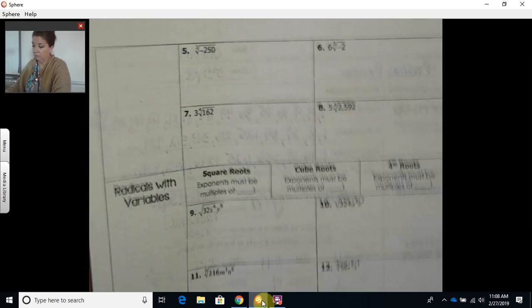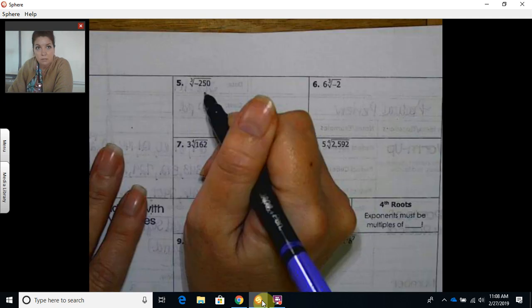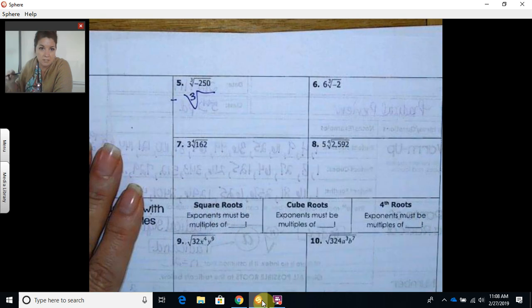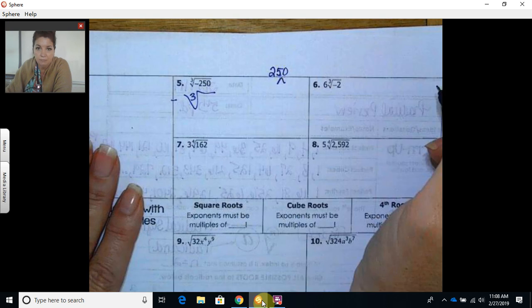Alright, can I take the cubed root of a negative number? Cubed root? Yes. So I know I'm going to have a negative on the outside. So when I do my factor tree, I don't mess with the negative, because I know I'm going to take the cubed root if it's going to be negative. So 250 is not a perfect cube. Give me 2 factors of 250.